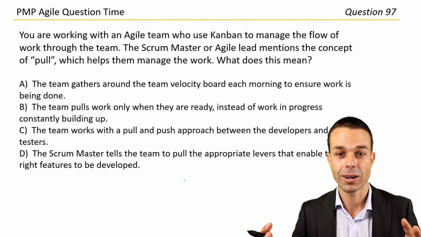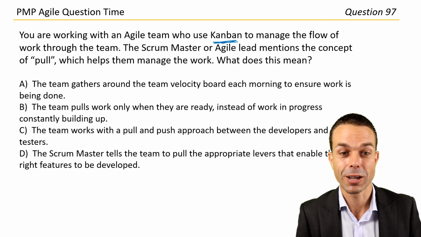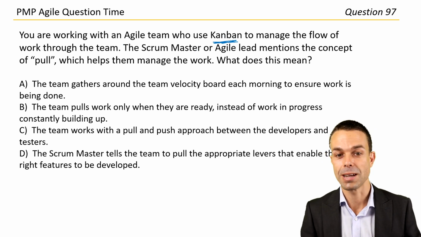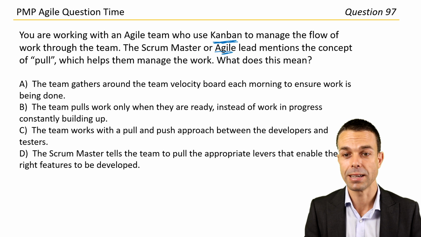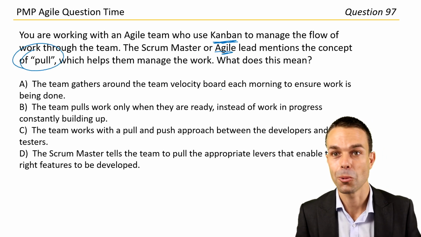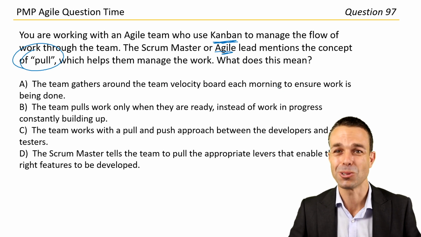Can we figure this one out? Looks like another Kanban question, so it shouldn't be too hard. You're working with an Agile team who use Kanban to manage the flow of work through the team. The Scrum Master or Agile lead mentions the concept of pull, which helps the team manage the work. What does this mean? And it's a good thing because we just spoke about this. That was good timing, wasn't it?